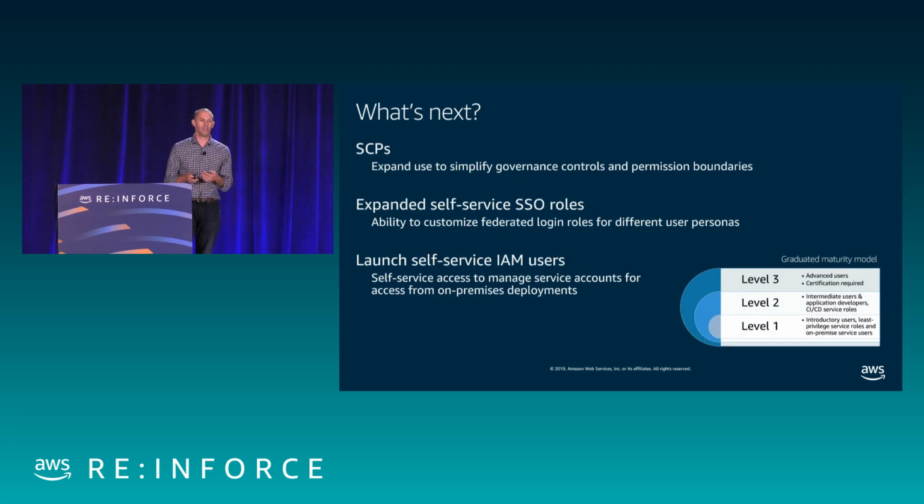So lastly, where are we going? Obviously, this is an evolving journey for us and continues to do so. We'd love to extend our use of SCPs to further simplify governance controls and simplify the permission boundaries. Expand self-service SSO roles. So when a person wants to access Amazon with one of these single sign-on roles, we'd like to be able to delegate the ability for teams to create and manage those things as well in a more fine-grained manner, and we're working on that.